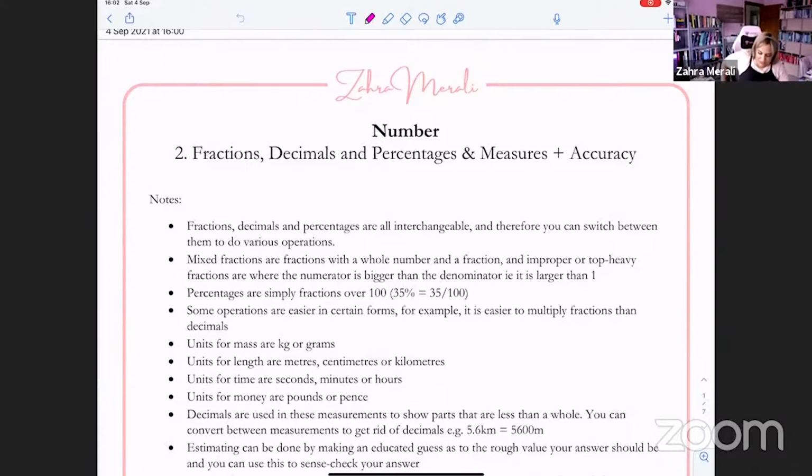Okay, here we go. So we've got fractions, decimals, percentages, measures, and accuracy. So let's have a look at what we're going to do here.